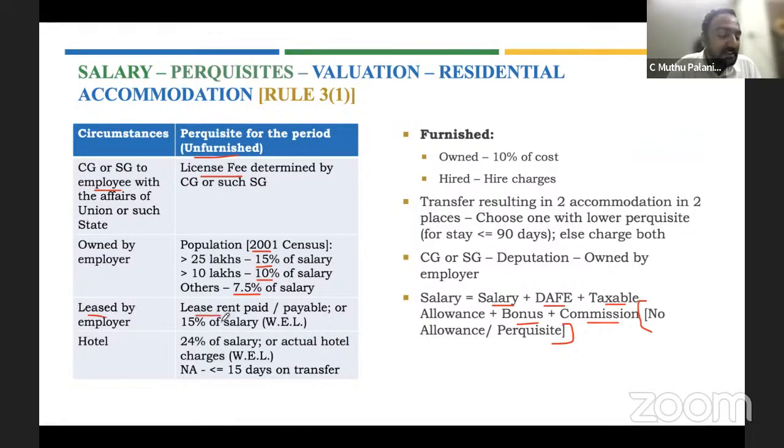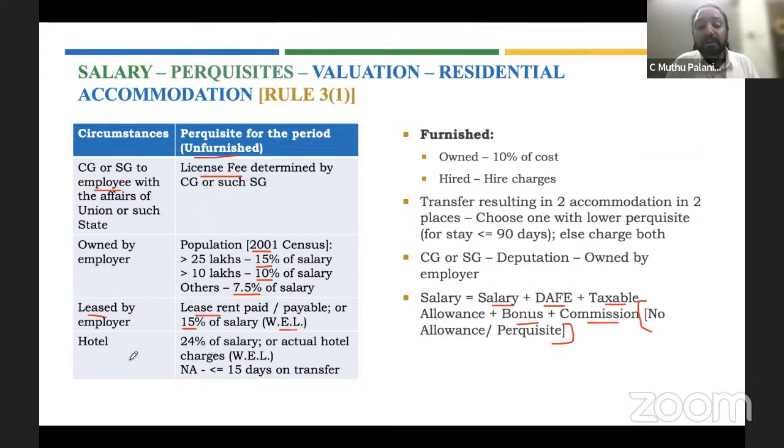You take the lease rent or 15% of salary, whichever is lower. So I take lease rent paid or 15% of salary, whichever is lower, as my taxable perquisites. Whatever we are seeing is to identify how much is taxable perquisites.